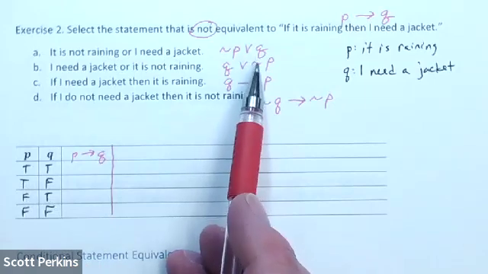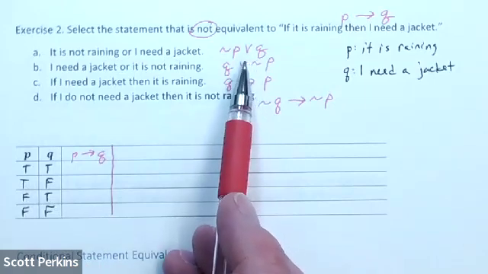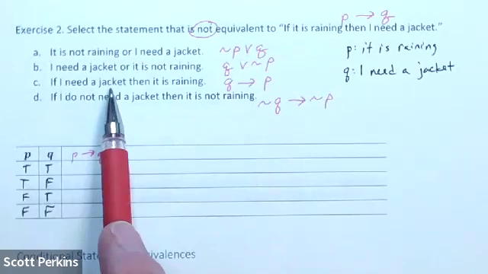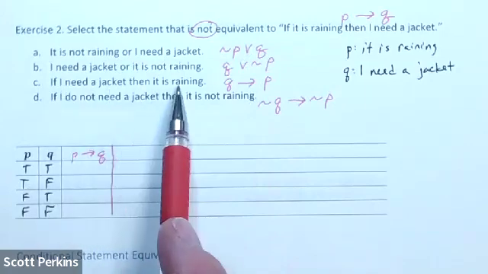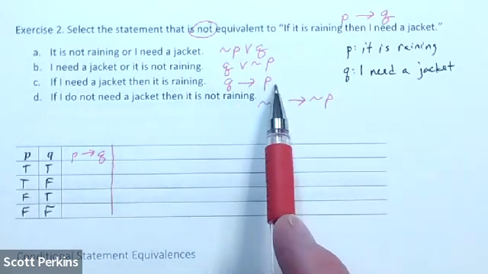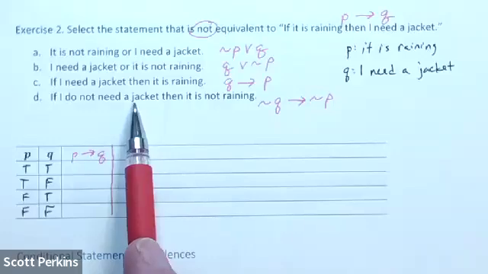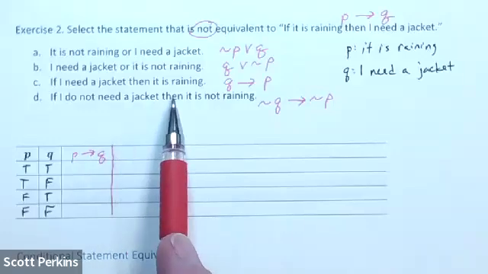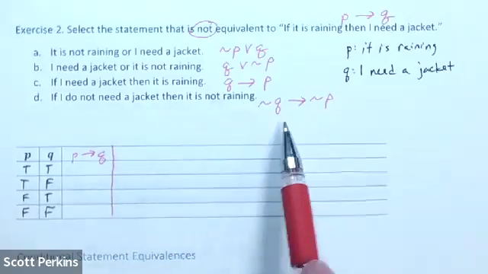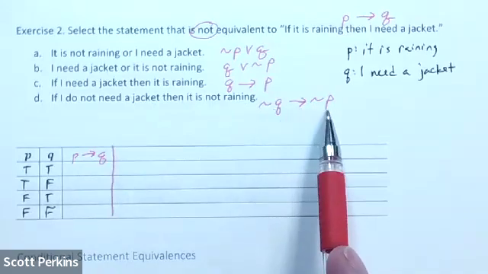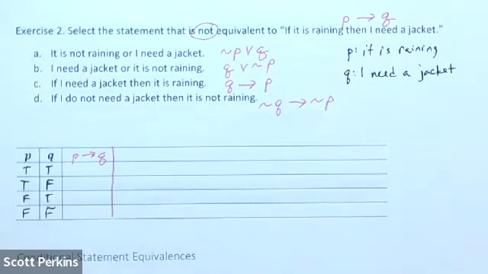We just saw that in the previous problem, but we'll do the truth table anyway. C is if I need a jacket, so Q, then, so my arrow, it is raining, P, so Q, then P, you see that right here. And finally, if I do not need a jacket, so that's squiggly Q, then my arrow, it is not raining, so squiggly Q, then squiggly P. There are my 5 statements written for me.